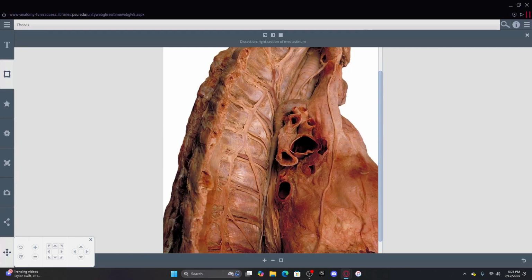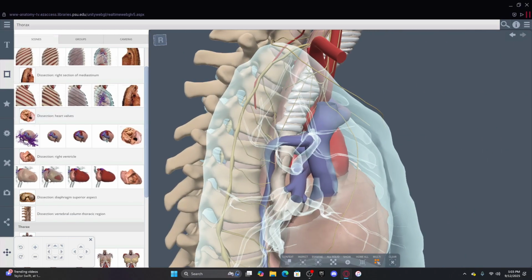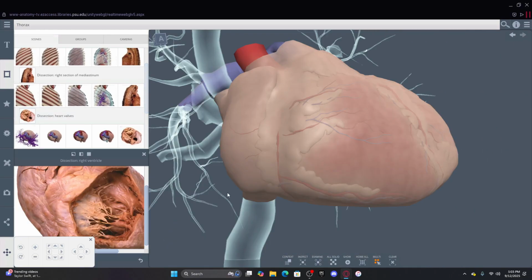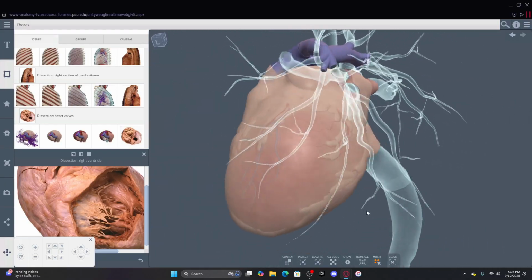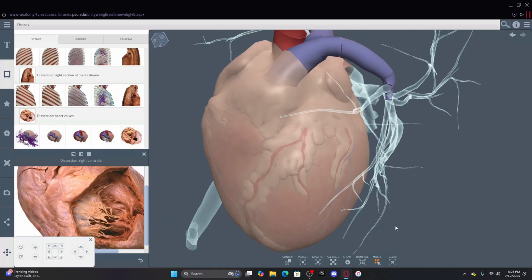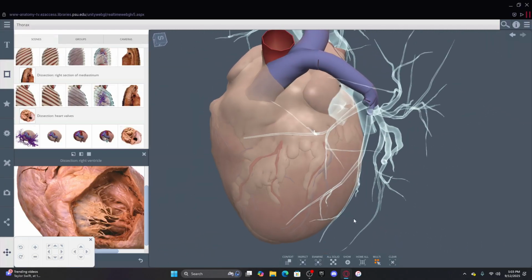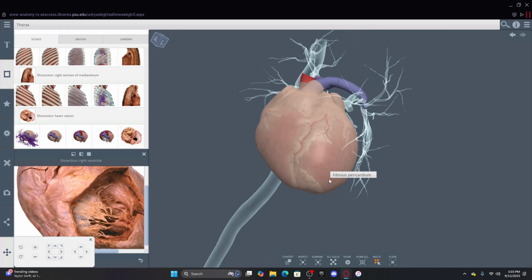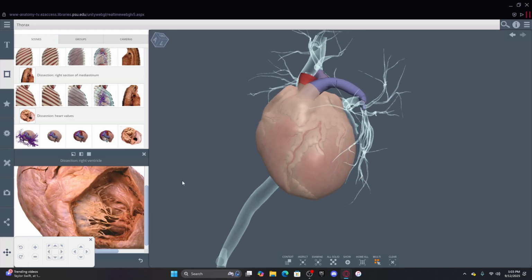Okay, now I'm going to go into the heart structures. Let me X this out real quick, and then I'm going to move into heart structures. Here we have the heart. I'm going to move out a little bit. When we see the heart, we have layers of pericardium. The most superficial layer on the heart is the fibrous pericardium.